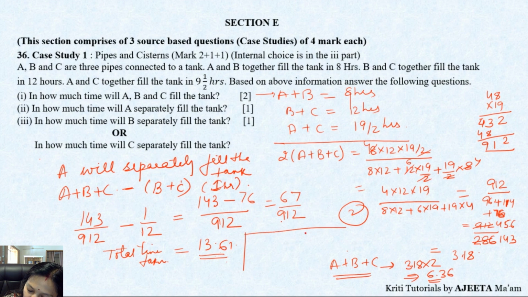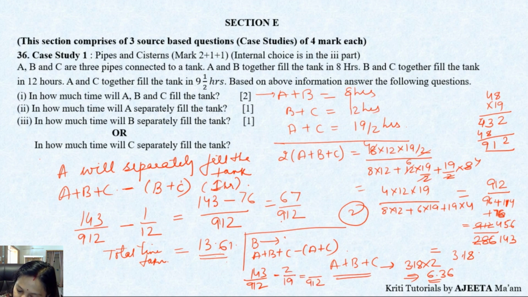Now for B also you have the same thing. For B it will be A plus B plus C minus A plus C. Let's take the reciprocals again. 143 by 912 minus, what do you have here now? A plus C is 19 by 2, so you get here 2 by 19. Again the LCM will be 912. So we have 143. Now let's divide 912 with this and get the answer.